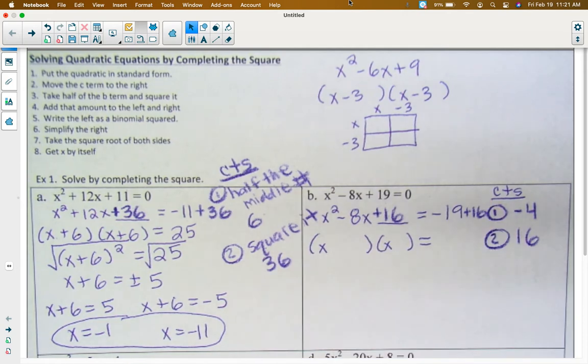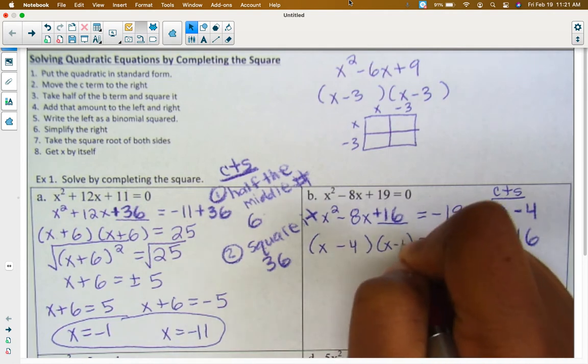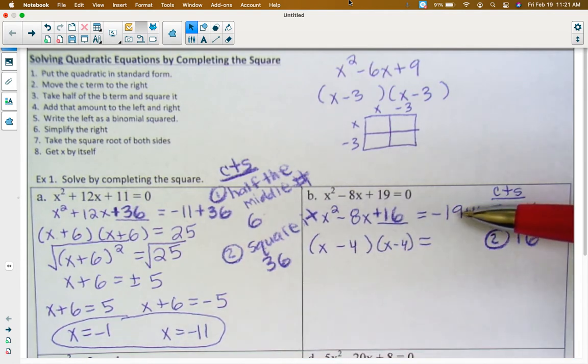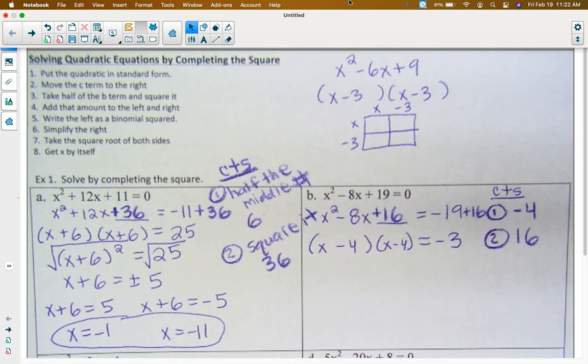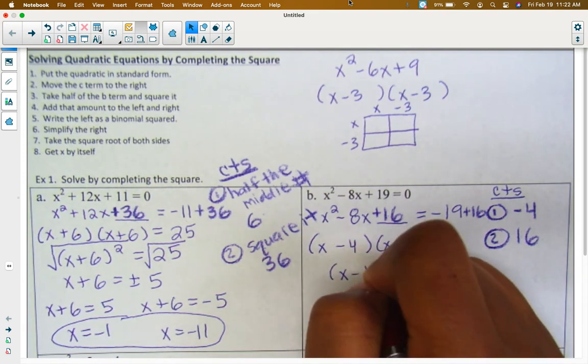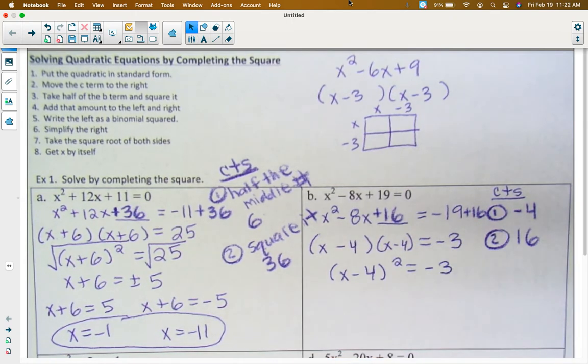Two numbers that multiply to give me 16, add to give me negative 8. That would be negative 4 and negative 4. Go ahead and add negative 19 plus 16. You get negative 3. Now we are on step 5. Write the left side as a binomial square. It should always factor into the same thing, which means we can shorten it and make it just be x minus 4 squared equals negative 3.